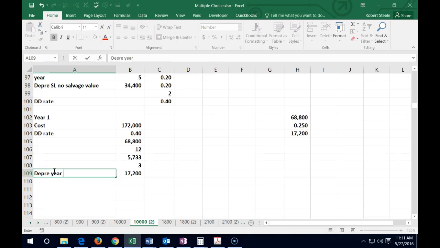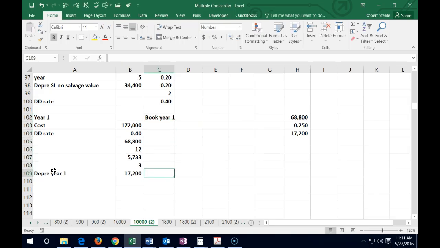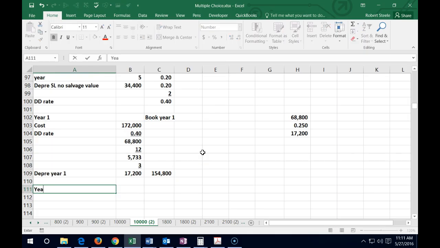So this is going to be the depreciation for year 1. And then I'm going to go up here and put the book value, book value year 1. And the book value for year 1 is going to equal the original cost minus the depreciation on the first year. And then we're going to work on year 2, which is what they asked for. And it starts off with the book value now. That's why it is important to get that from year 1. We got the book value.